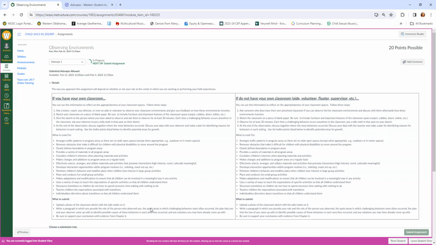You're going to look at this side of the screen if you have your own classroom. If you are the lead teacher, you're going to look at this side of the classroom. If you don't have your own classroom, either because you're an aide, you're volunteering, maybe you're a floater, or maybe you're a supervisor, you're going to try to see what environmental factors impact behavior in a particular classroom.